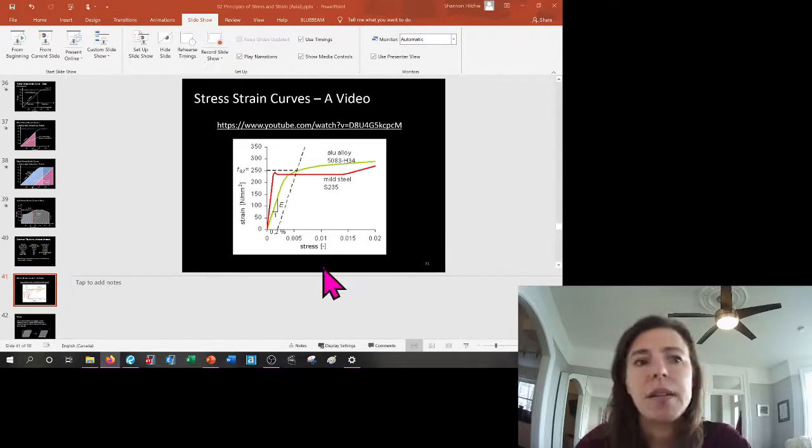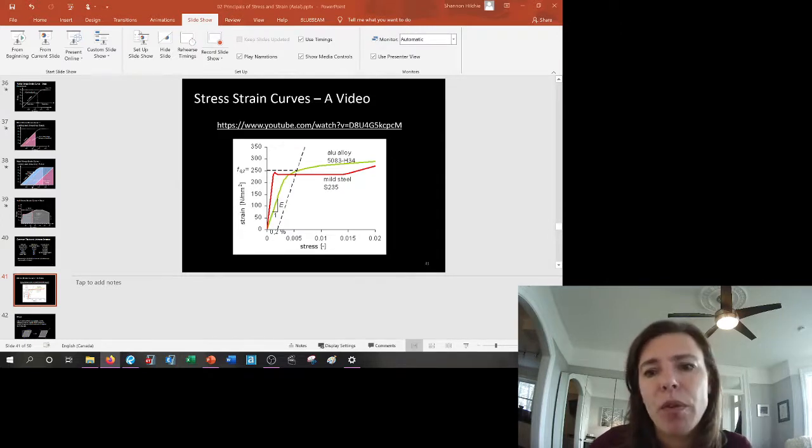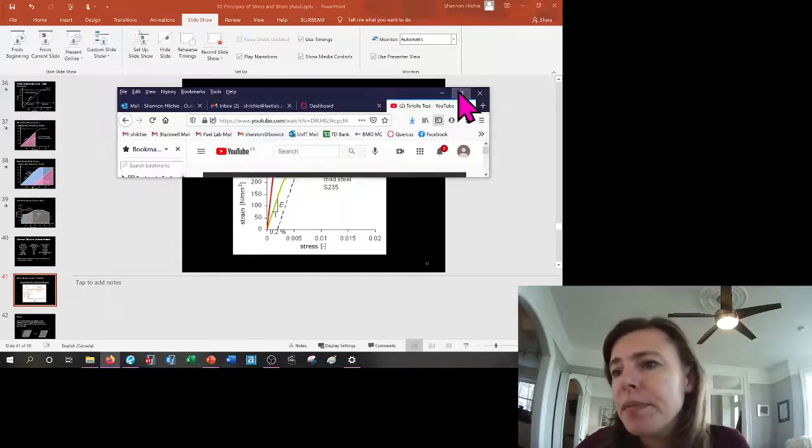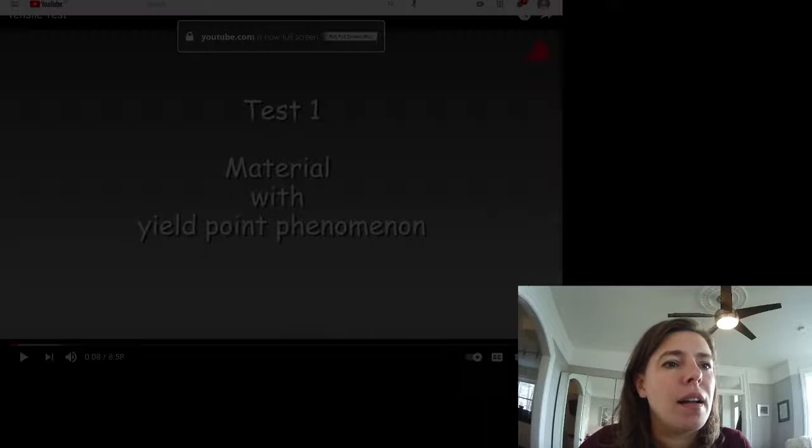The tensile test. First test, material with yield point phenomenon. This is not going to help you guys. You need it over on the other screen, because this is not what you were seeing. You need this over here. Alright.